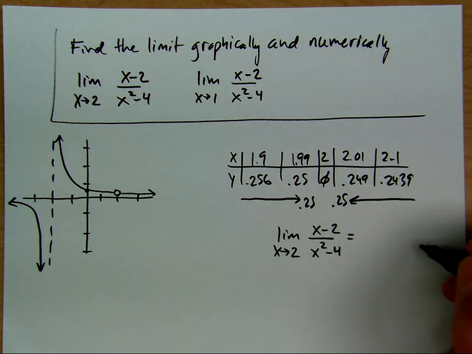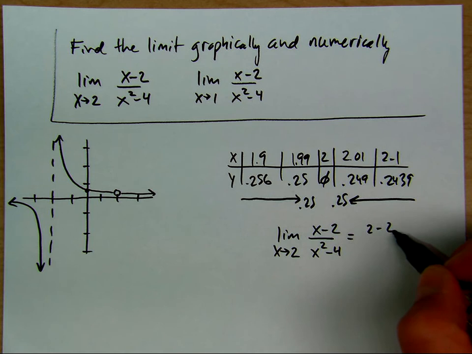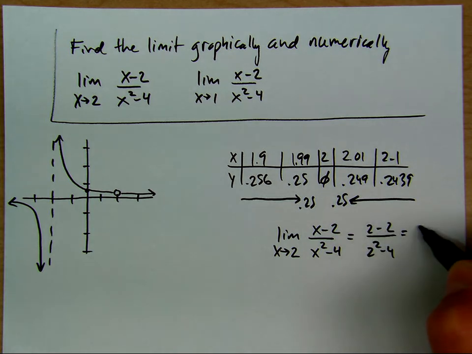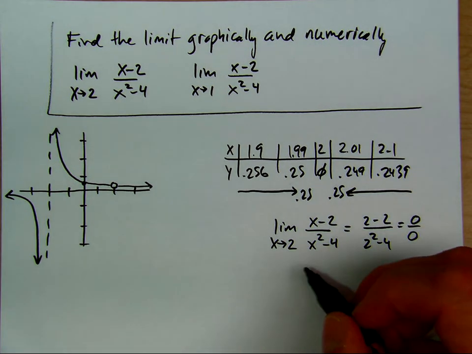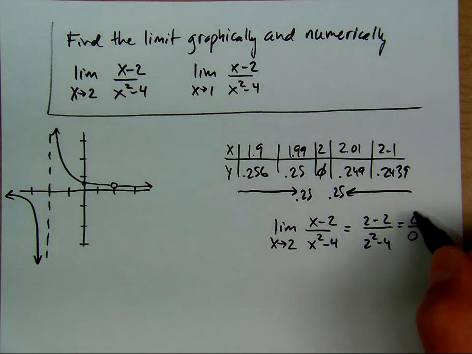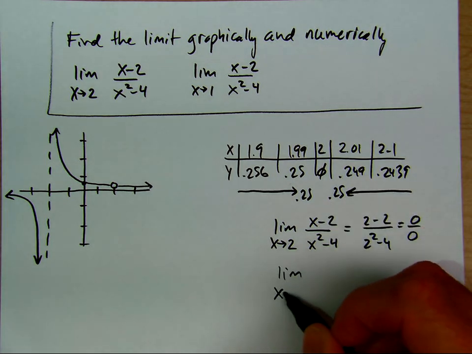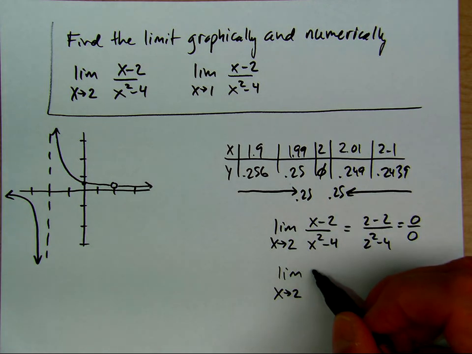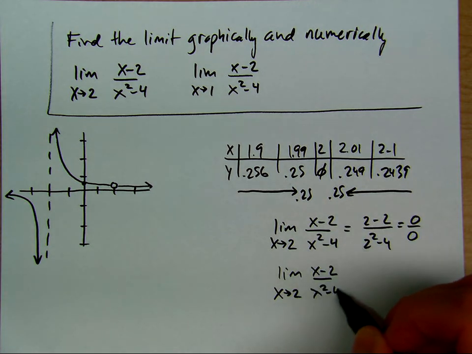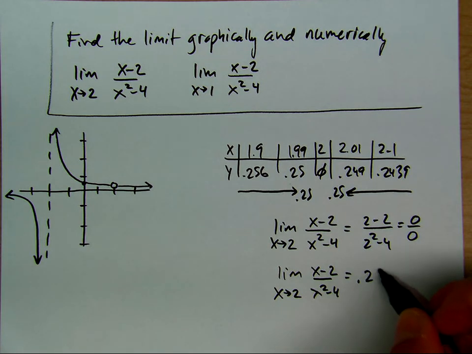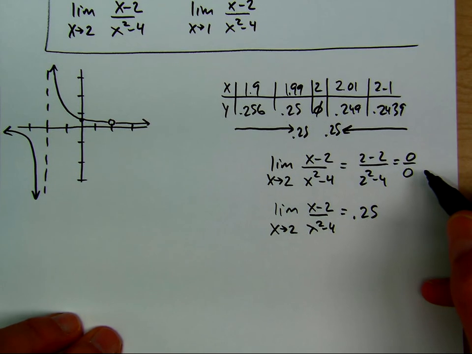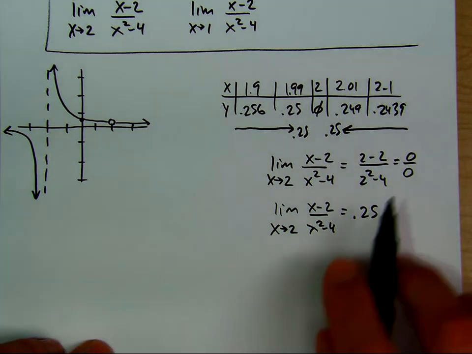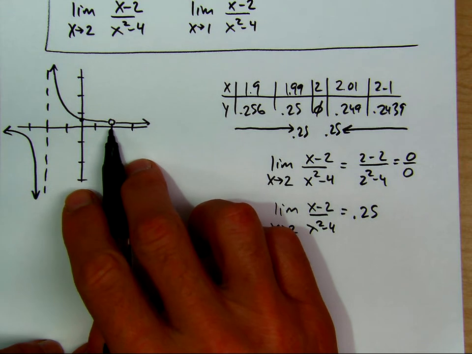And let's also look at it if we just substituted. That's 4 minus 4 is 0, 0 over 0. So we'll talk more about this later. That's called indeterminate. And if that occurs, we can always look at the limit numerically. And we know that from both sides, the y values are approaching 0.25, even though the value is undefined if we substitute. And this corresponds to that open circle.